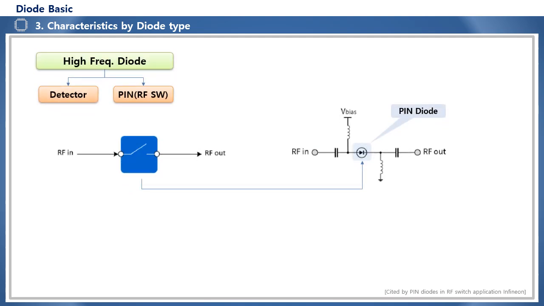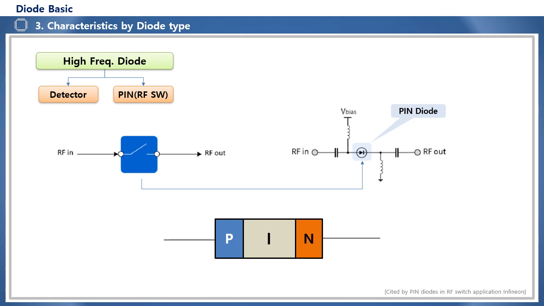High-frequency diodes are divided into detector diodes used for RF signals and PIN diodes for switching purposes. PIN diodes are mainly used for switching RF signals, attenuators, AGC circuits, etc. Looking at the switching action of RF signals, in the circuit on the right, when the V bias is high, the PIN diode turns on, and when it is low, it turns off. A PIN diode, as the name suggests, is a high-frequency diode with an intrinsic semiconductor region between the p-type semiconductor and n-type semiconductor regions.